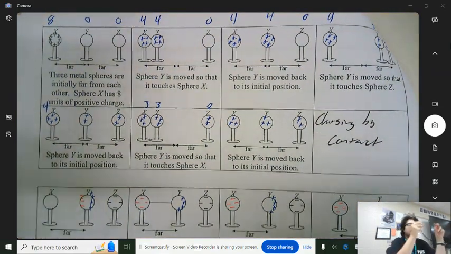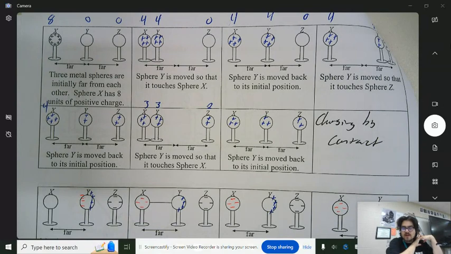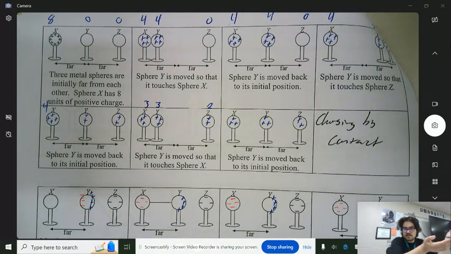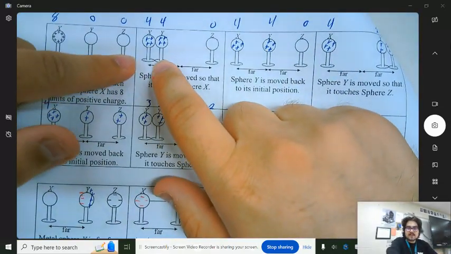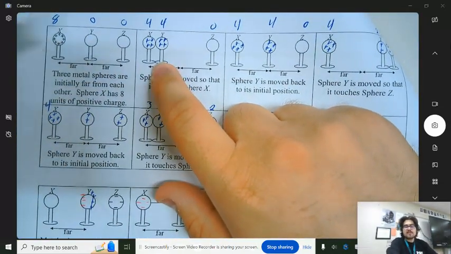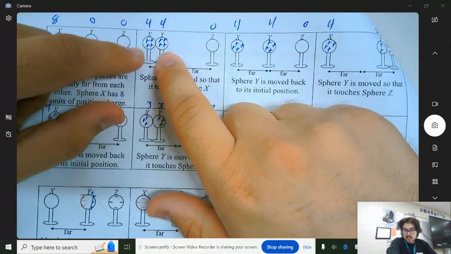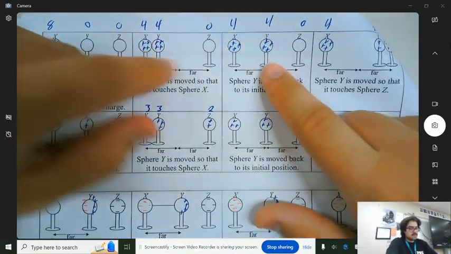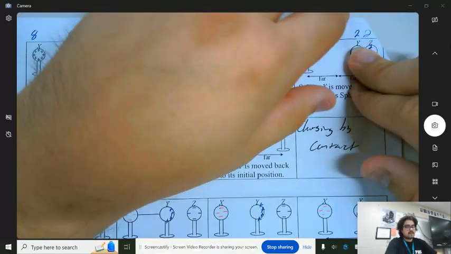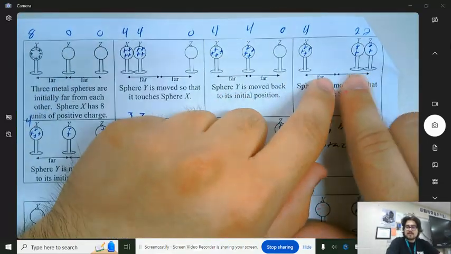If you bring sphere Y in contact with sphere X, what's going to happen is the charges are going to be equally distributed between the 2 spheres, okay? And that happens if there's no other electric fields or forces at play. So if the 2 are in contact, they're now going to split those 8 positive charges. They're going to split those 8 between themselves, which means you're going to end up with 4 on each sphere, okay? They separate again.